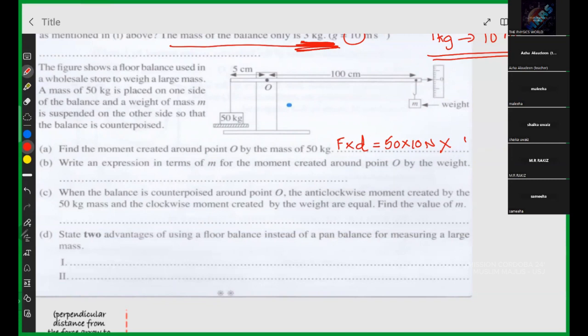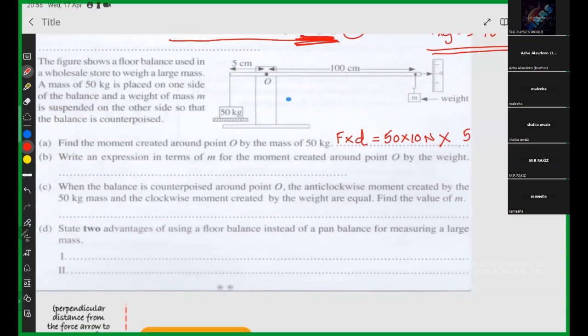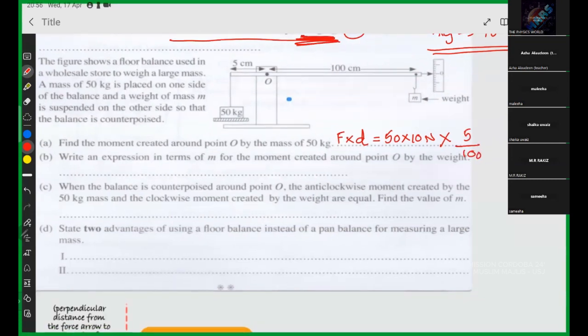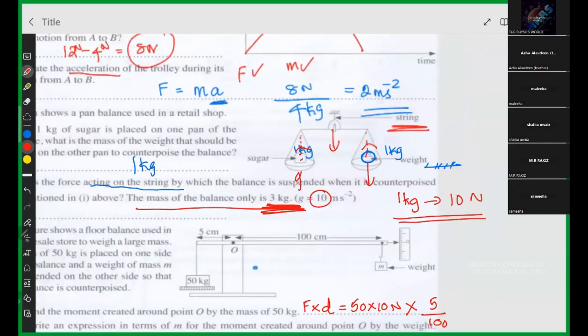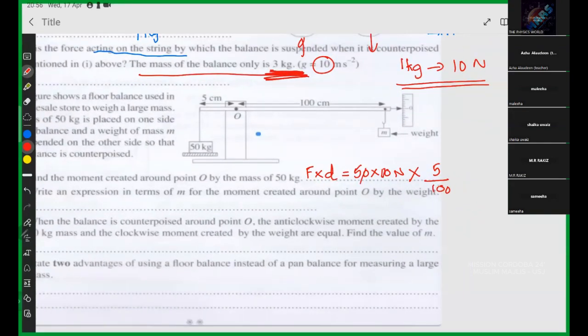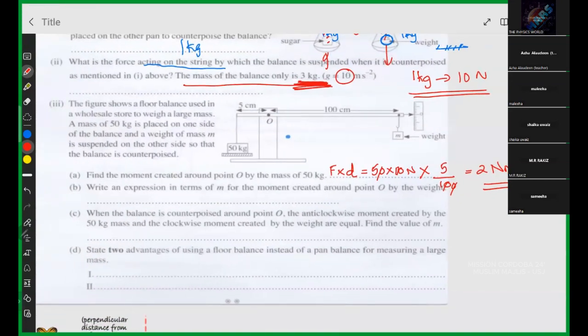We'll write in meters. So 5 centimeter, how are you going to convert to meter? Divided by 100. So you get the answer 25 Newton meter. It's better to write in Newton meter itself. So if we have centimeter, convert it to meters. Better to be on the safe side.